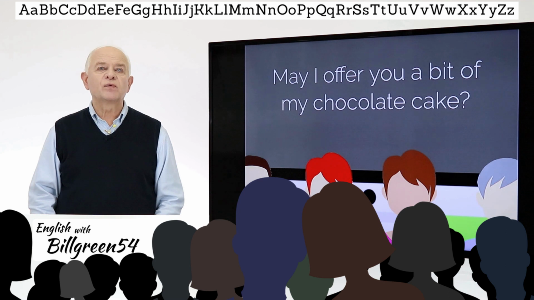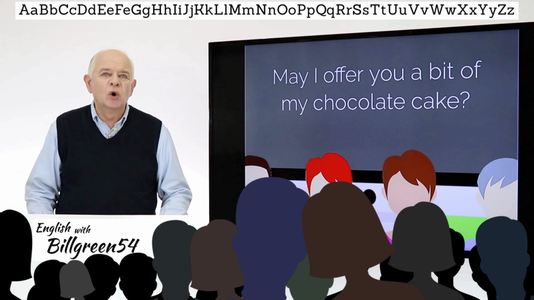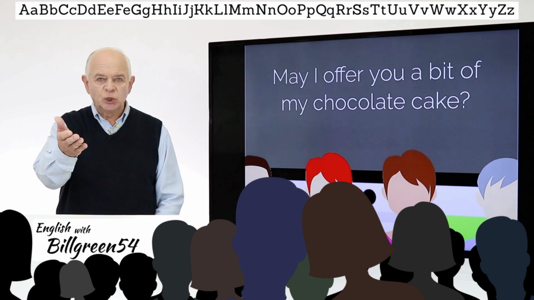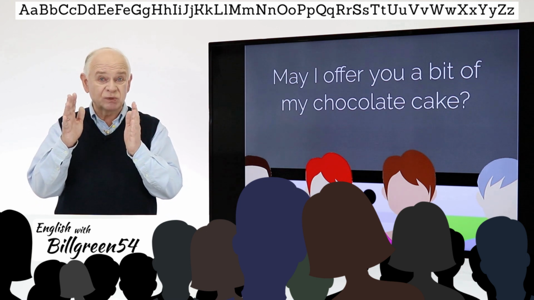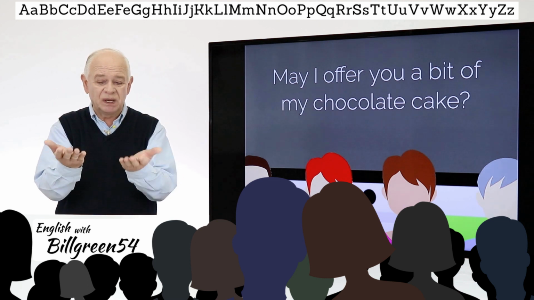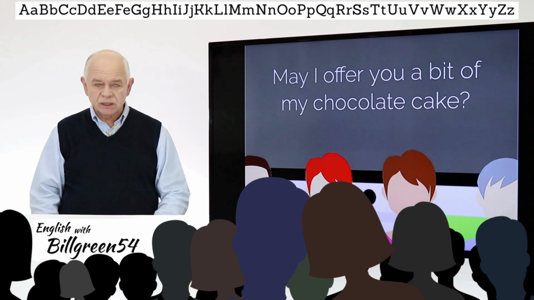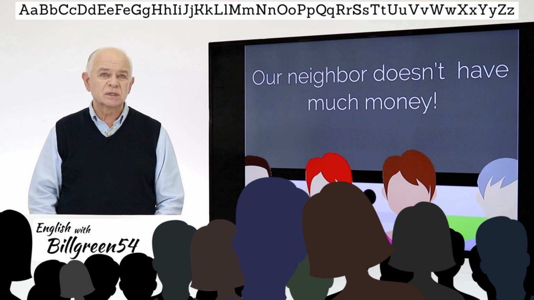Hey, may I offer you a bit of my chocolate cake? It's so tasty. So, a bit of. How much is that? Well, we don't know. The idea is that a bit to you, like a little to you, might be this much or this much or this much. We don't know. It might be 1 cup. It might be half a cup. It might be less than that. We don't know. It's all about you, and that's why we use quantifiers like that.